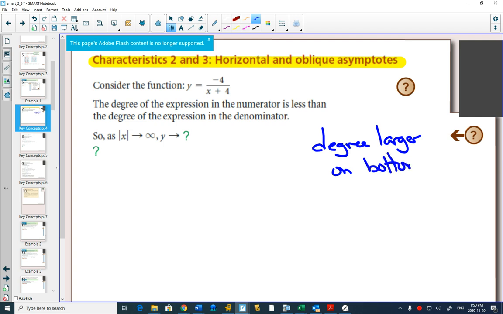I should say in the denominator, but I wrote on bottom already. Not as good math language. Anyways. So if the degree is larger on the bottom, you will always have a horizontal asymptote, and it will always be at y equals 0. Okay?